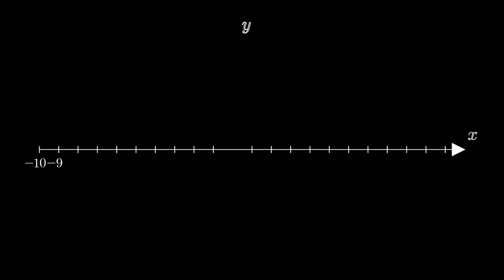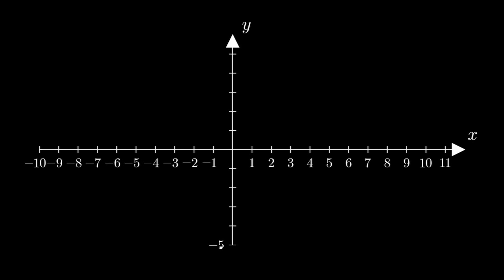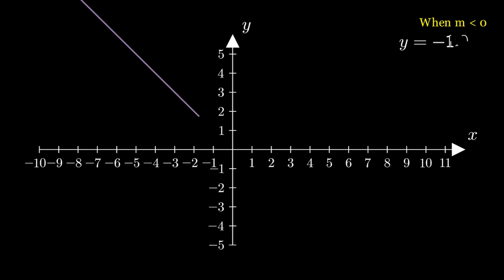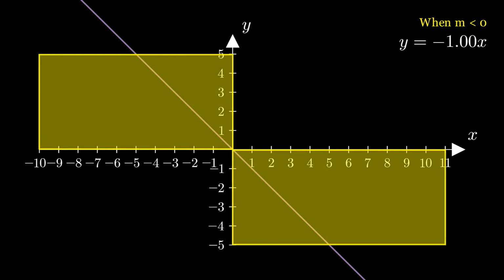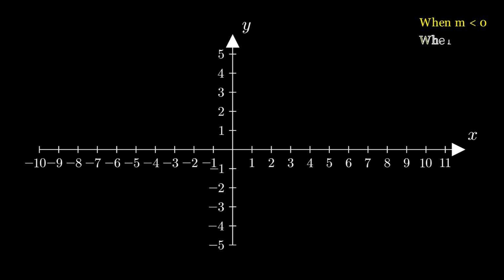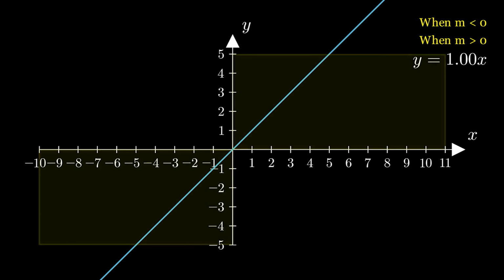Now, let's consider the effect of c and determine which quadrants the function occupies at various values of c. When m is negative, the function lies in the second and fourth quadrants, highlighted in yellow. Conversely, when m is positive, the function is in the first and third quadrants.